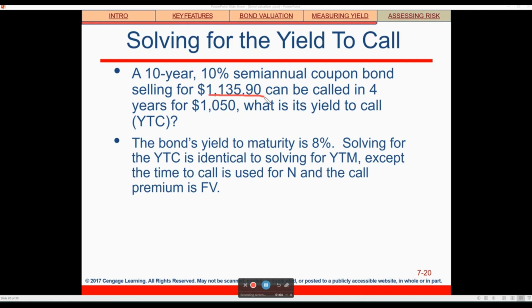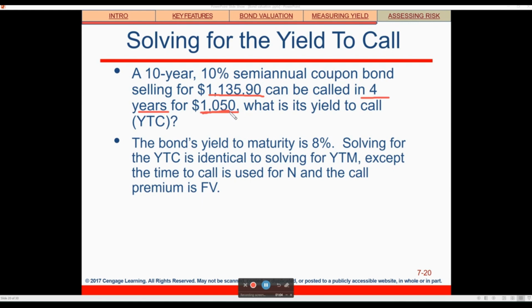Here, the future value is not going to be the value of the bond at maturity or the principal, but the value that the company is going to pay you in order to call the bond. Here they're paying you 1,050. They're doing that in 4 years. So if you buy the bond now, you're going to hold it for 4 years until you get the 1,050.